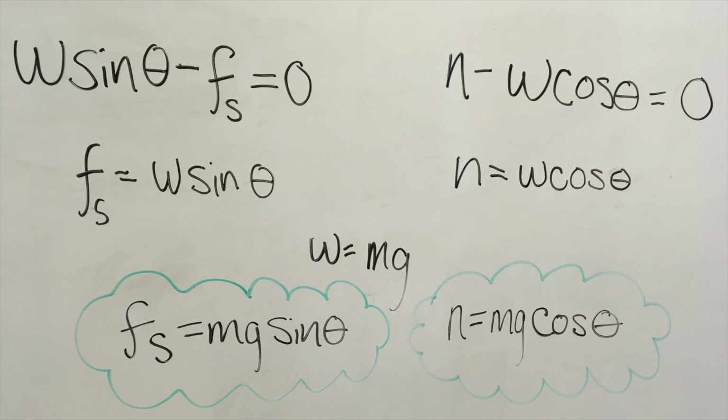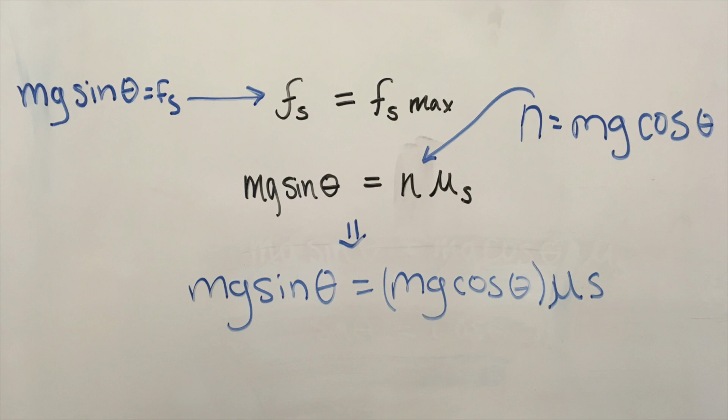The static friction can be set equal to the static friction maximum since the forces will be equal right before the object moves. Static friction is substituted by mg sine theta, and static friction maximum can be substituted by nu sub s. The normal force can be substituted by mg cosine theta, giving us this final equation.